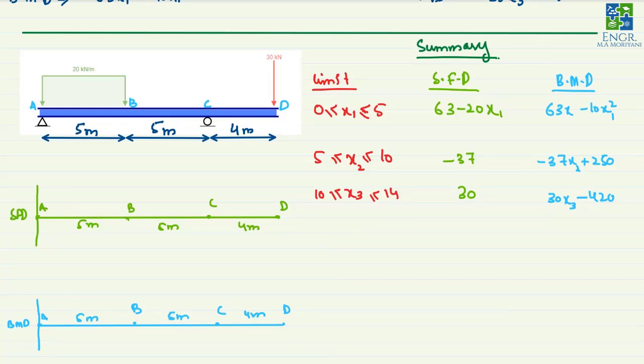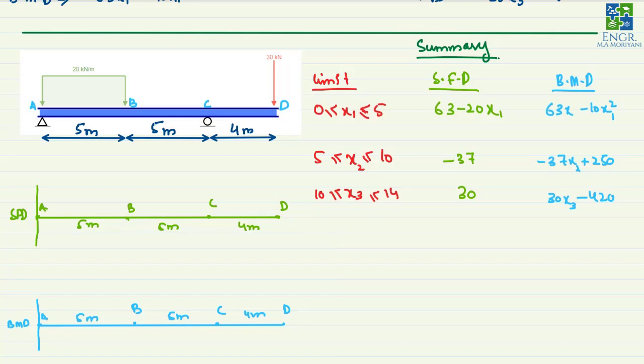Alright, now in order to draw the shear force and bending moment diagram, we have the equations which I have summarized for the different regions. As you can see here, for the region AB, we have these equations, and for the region BC, we have these equations, and for the CD, we have these equations. Now, first of all, let's draw the shear force diagram for all the regions of this beam. First, we have this equation which is 63 minus 20 x1. This is valid for the value of x1 greater than or equal to 0 and less than or equal to 5, or in other words, this is valid for the region from A to B.